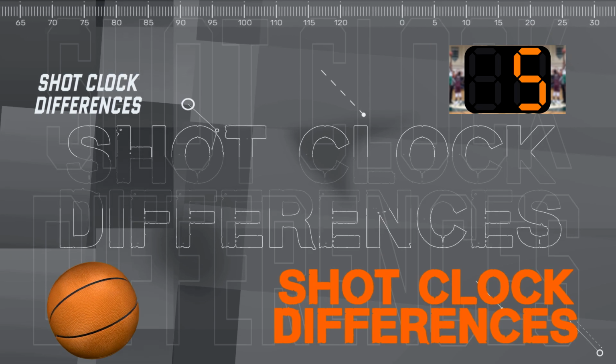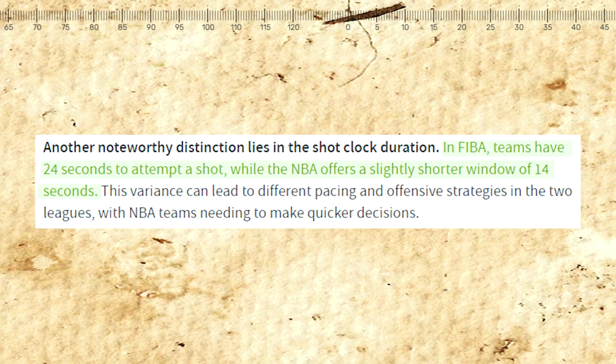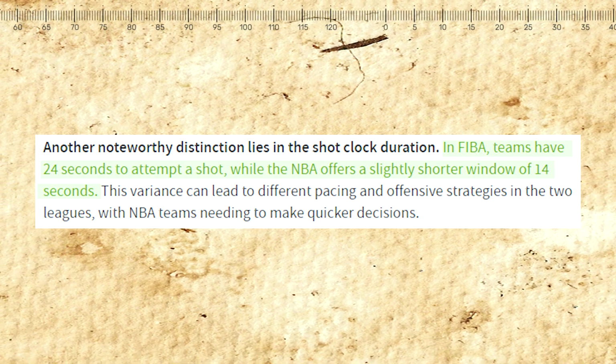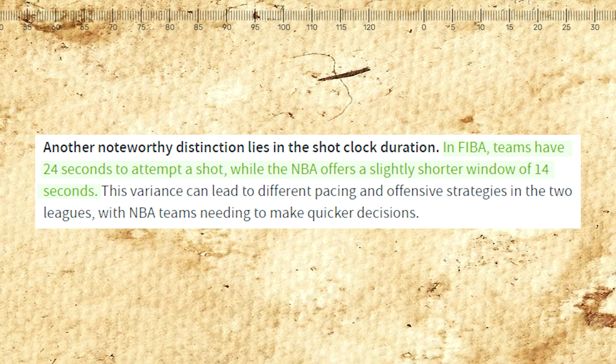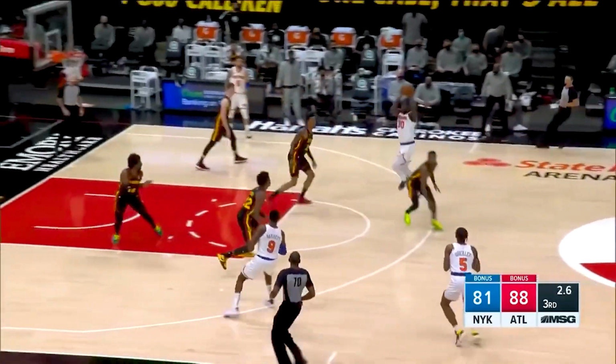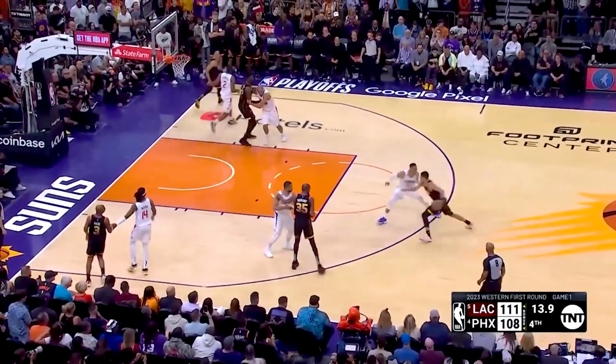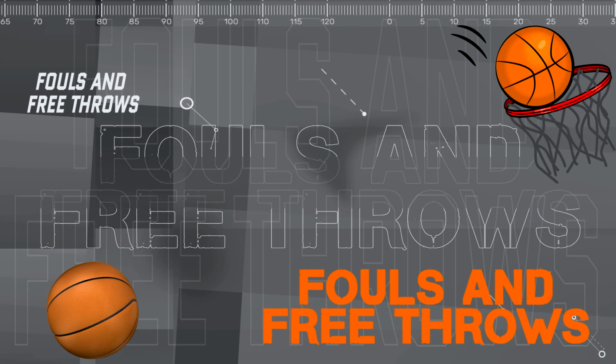Shot clock differences. Another notable difference is the shot clock. In the FIBA, teams have 24 seconds to attempt a shot, whereas in the NBA, it's a bit quicker at 14 seconds. This shorter shot clock in the NBA encourages faster ball movement and requires teams to make decisions more rapidly.